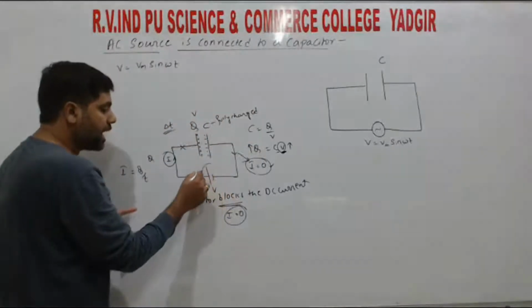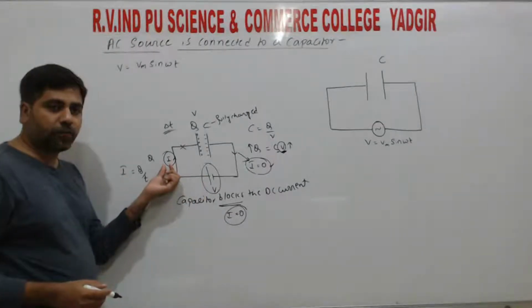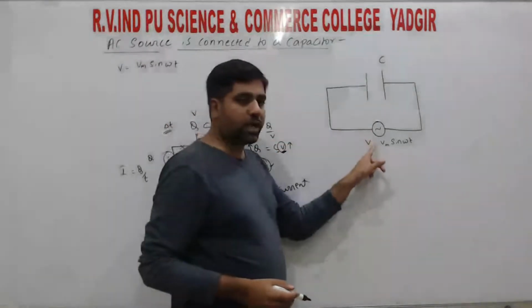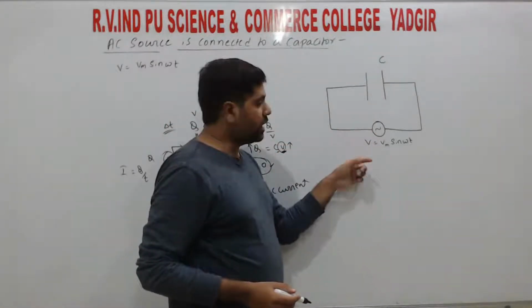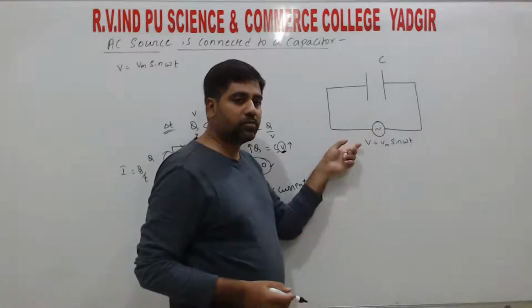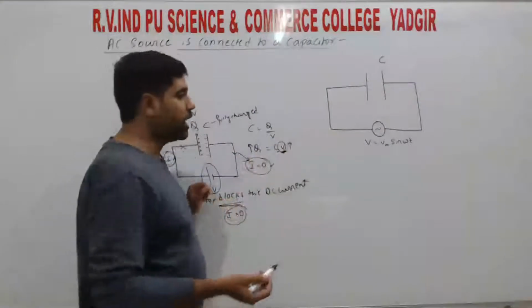In the DC case we are applying only a direct voltage, so direct current is flowing, that means constant current is flowing. But in an alternating source the current varies sinusoidally from a positive value to a negative value across zero, so sometimes the value of current may be positive and sometimes negative, right?